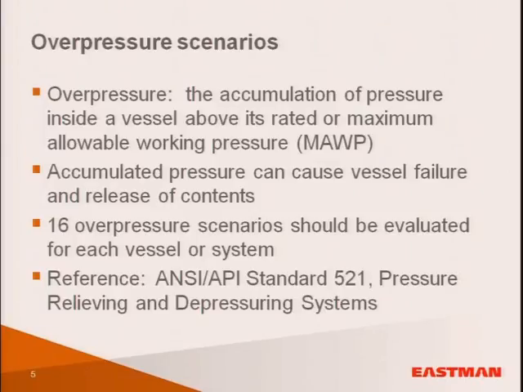And when we consider this distillation column, one thing we've got to be concerned about is what are the overpressure scenarios we might experience. Overpressure is defined as the accumulation of pressure inside our vessel or system above its rated or maximum allowable working pressure. We often abbreviate that as MAWP. The reason we're concerned about accumulated pressure is that it can lead to vessel failure and ultimately release of the contents. There are 16 overpressure scenarios that have been identified and should be evaluated for each vessel or system. And those 16 cases are further documented within API Standard 521.